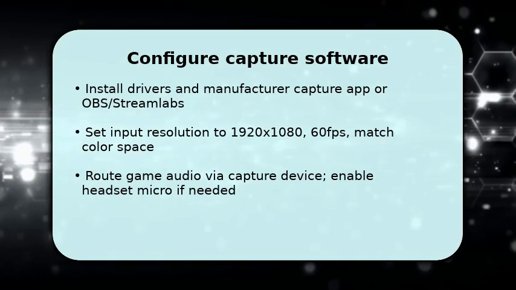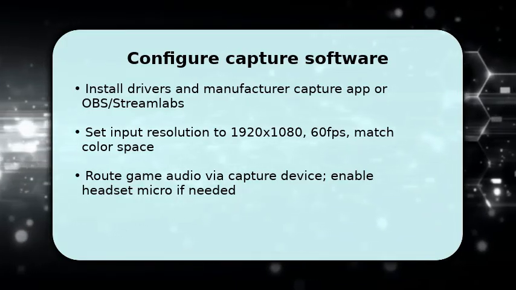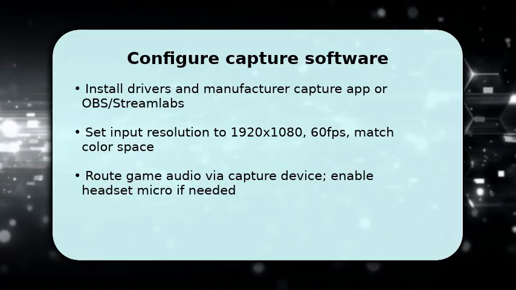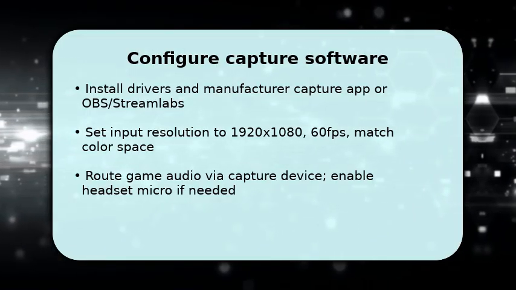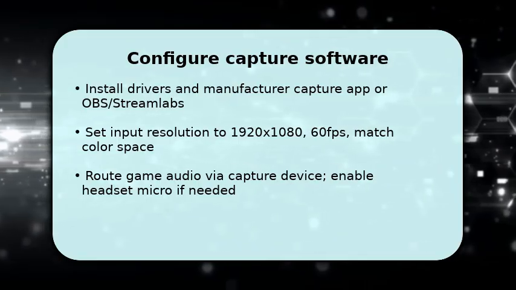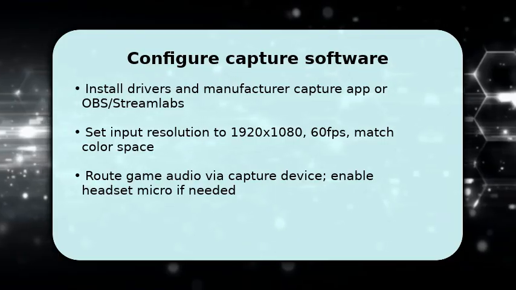Next, configure the capture software on your PC. Install drivers, then open OBS or the Capture Vendor app and add the HDMI device as a video source. Make sure the input resolution is 1920 by 1080 and frame rate 60 to avoid scaling artifacts.